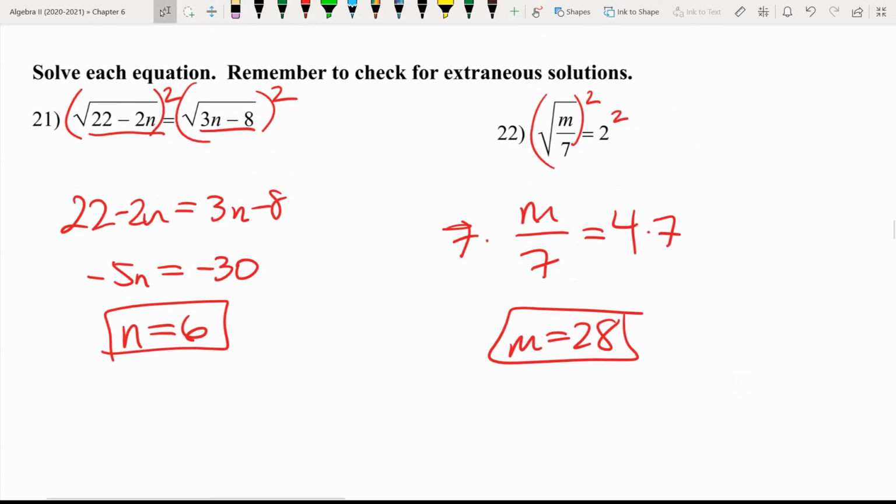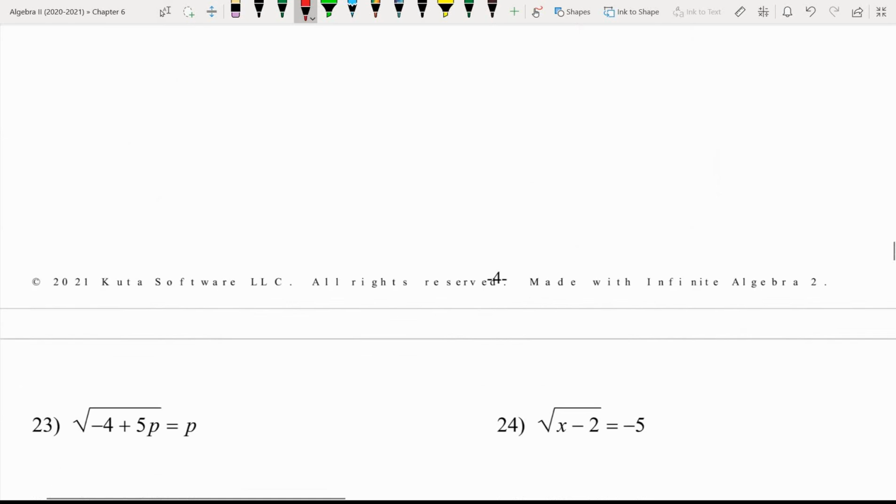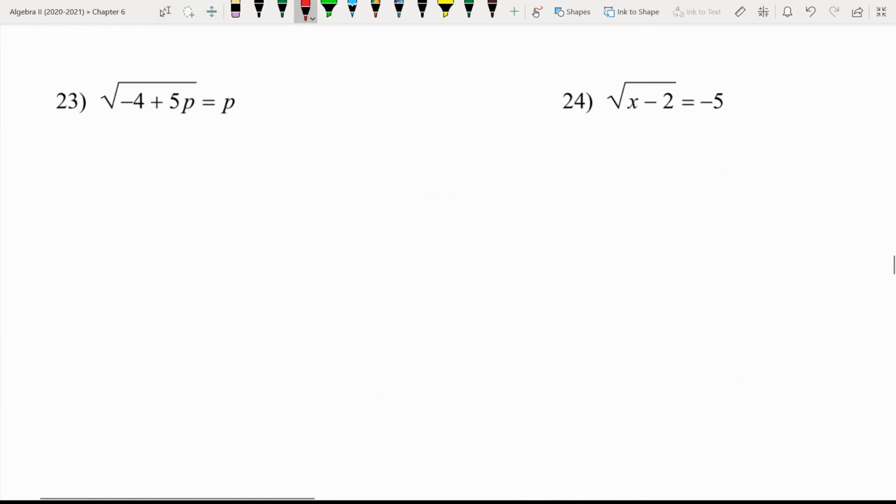And you should double check that these answers work by plugging them into the original. So checking for extraneous solutions, because sometimes you do get a solution that doesn't work, which will happen up here in the next couple of problems. Let's look at this first one here.